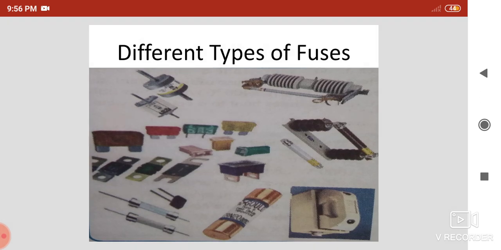This wire is fitted in a groove in the body of porcelain-like non-conducting material. You can see in the figure the fuse, with the non-conducting ceramic material. There are different types of fuse wires used in different types of fuses. They have different limits: 1 ampere, 2 ampere, 3 ampere, 4 ampere, 5 ampere or 10 ampere. Fuse wires with different upper limits are used in different fuses.